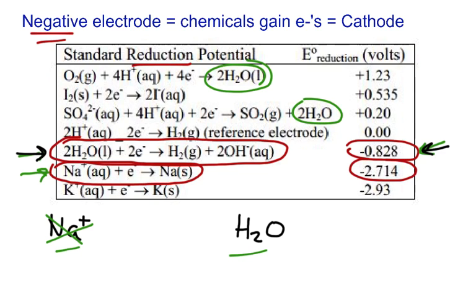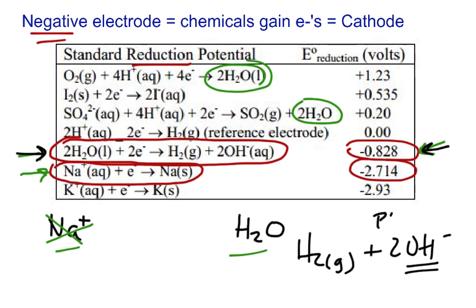So water is going to pick up electrons. We're going to be making hydrogen gas. So we should see some bubbles. And we're going to be making hydroxide ions. Now hydroxide ions, if there is an indicator in the solution, like we have the universal indicator, hydroxide ions cause the solution to turn purple.